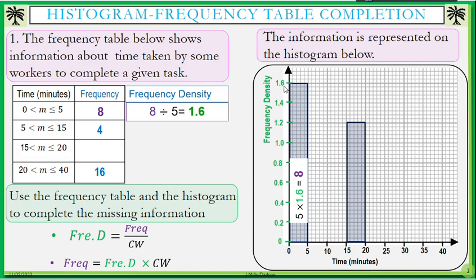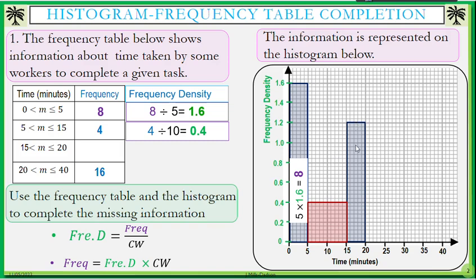The next is we can work out the frequency density for this class by dividing 4 by the class width. So 4 divided by 10 is 0.4. So we got to raise a bar for this class up to 0.4.